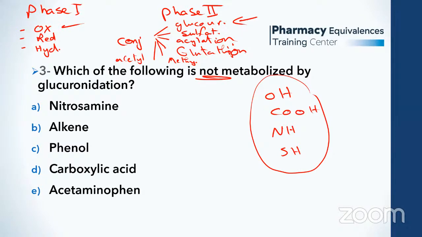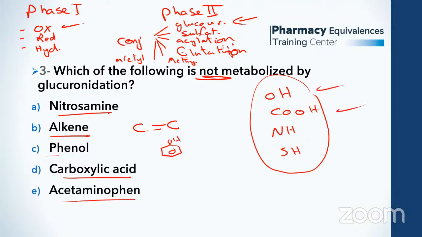Nitrosamine, here we have an NH group. Alkene, what is the alkene? C double bond C. Phenol, the phenyl group having OH. Carboxylic acid. Acetaminophen having NH and having COH. So here, which is the only group that will not be metabolized through those 5 groups? It will be the alkene.